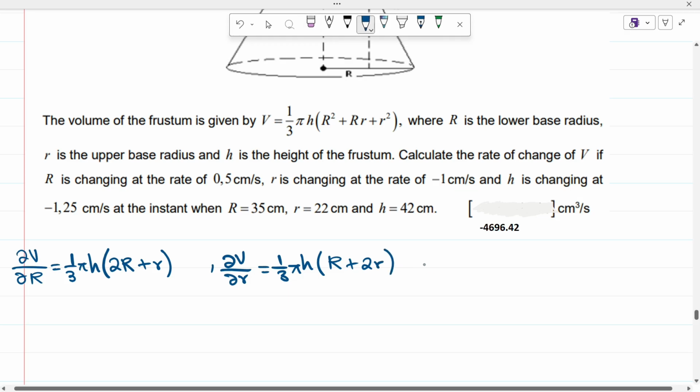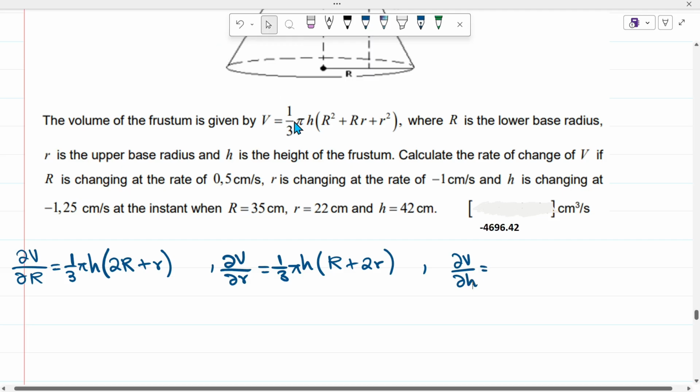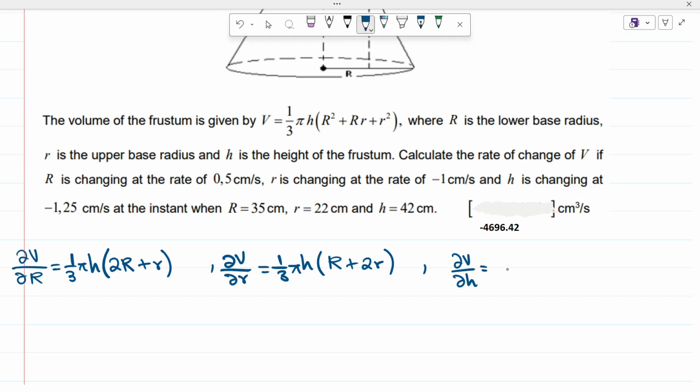And then we go further and differentiate partially with respect to h this time around. When we differentiate with respect to h, everything else is a constant, and 1 over 3 pi is also a constant. That means we're going to get 1 over 3 pi multiplied by everything inside the bracket, which is R squared plus Rr plus r squared, just like this.